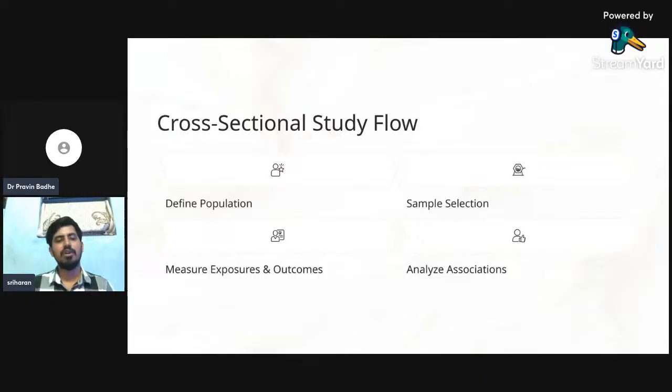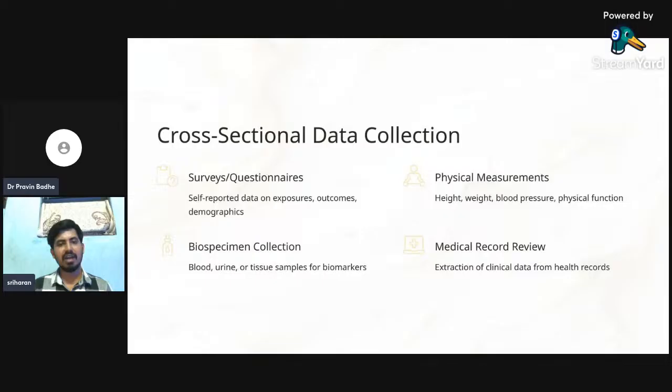This is the study flow. First, we select a definite population, collect a sample, measure the exposure and outcome at the same point in time, and analyze the result. Cross-sectional data collection uses surveys and questionnaires, and also self-reported data. We collect biospecimens such as blood, urine and tissue samples, digital biomarkers, and medical records, and data collection also employs physical measurements.